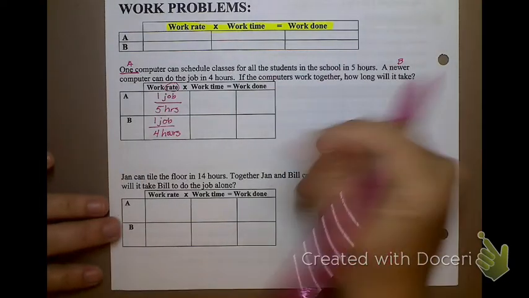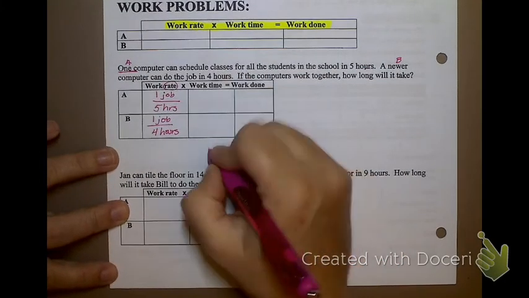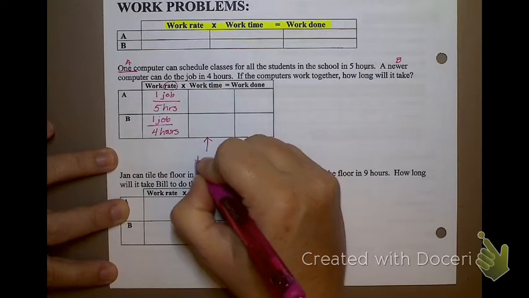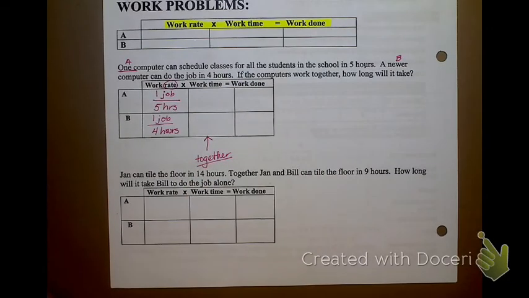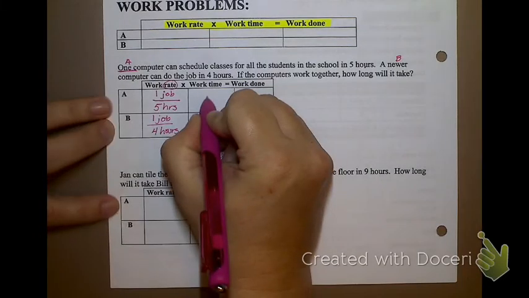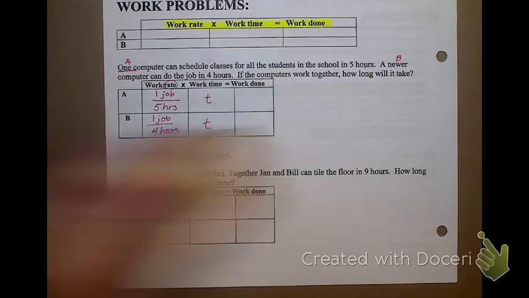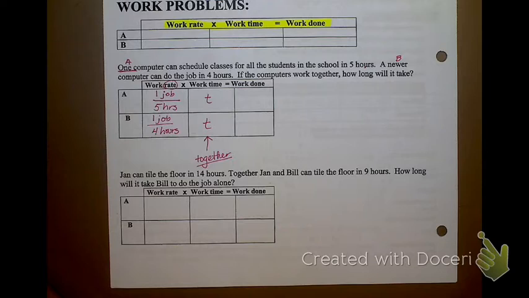Now, this column right here, this work time, is always the time that they are spending working together. Do we know that? We don't know how long it's going to take them together, correct? So I'm just going to call this T. And it's going to be the same for both of them because they're working together, and once one stops, the other one's going to stop, right? So it's going to be the same. So that's all the information I need to fill in. From there, I can just do some math.